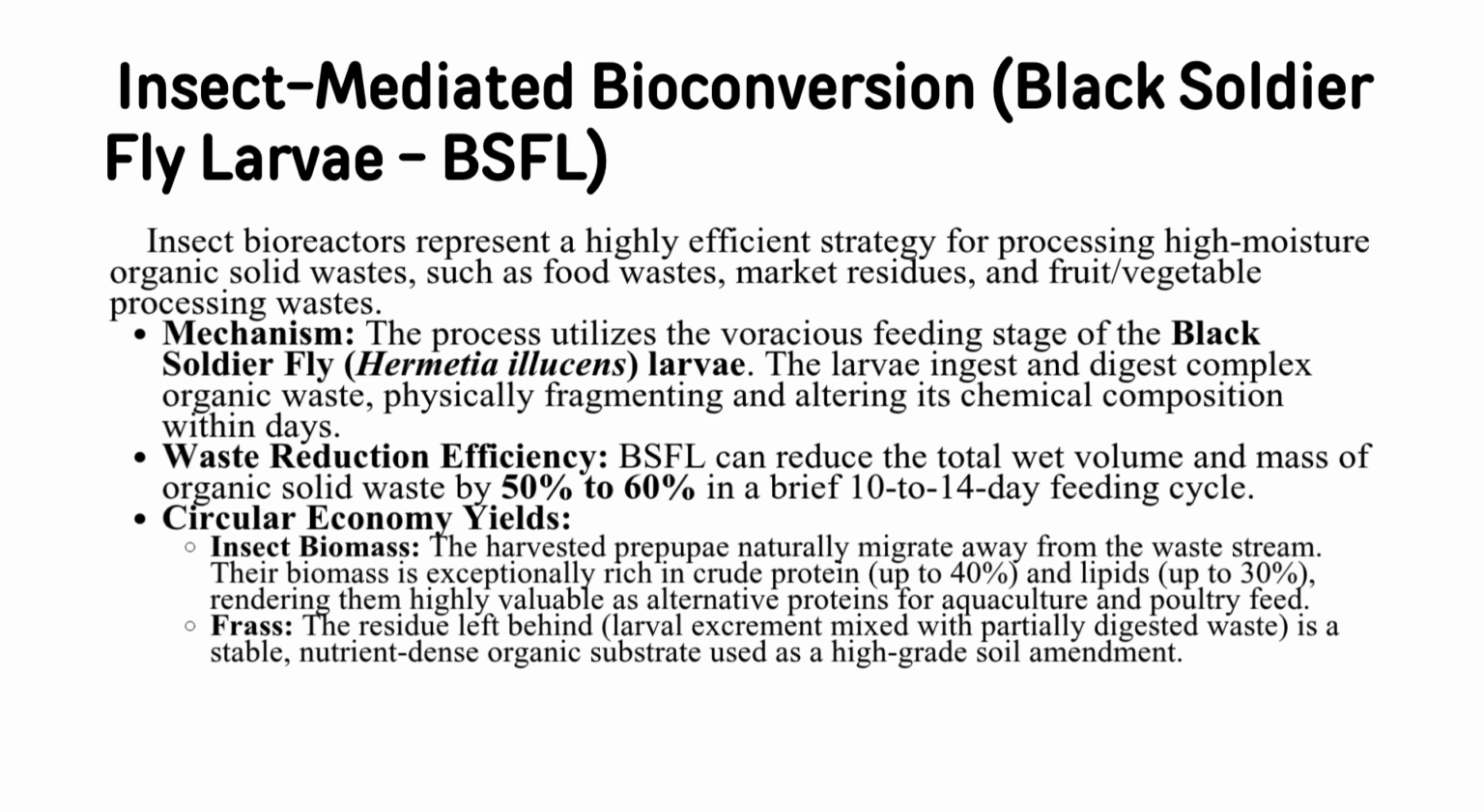The harvested insect biomass contains up to 40% protein and 30% lipids. This makes it valuable as an alternative feed source for aquaculture and poultry industries. The remaining residue, called frass, serves as a nutrient-rich soil amendment. This process perfectly illustrates the concept of circular economy.